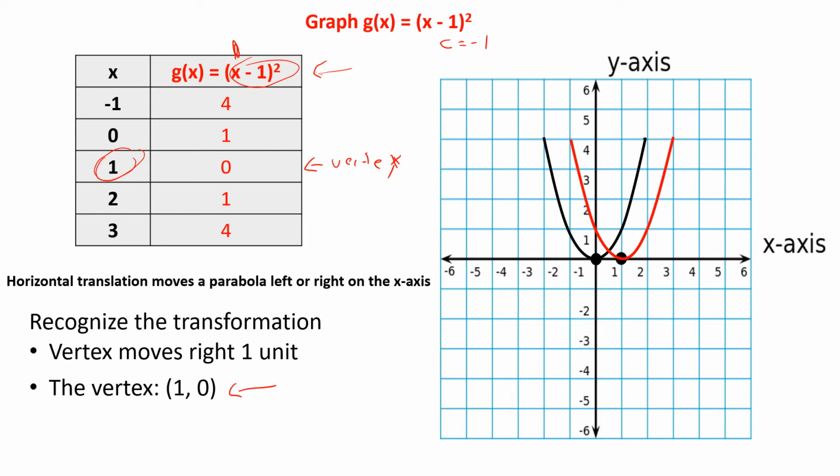But you should be able to look at it, following your rules, and realize what they have done to the parent function, and use your chart, and it tells you that you're going to translate it c units to the right, which is what we did. We translated the vertex and the whole parabola c units to the right.